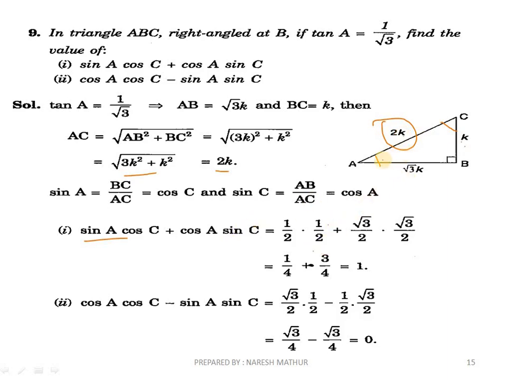Similarly cos A is base upon hypotenuse, root 3 by 2, and sin C is again perpendicular upon hypotenuse, so root 3 by 2. So at the end we get the value 1. Similarly, we can get the value of cos A cos C minus sin A sin C. Easy.